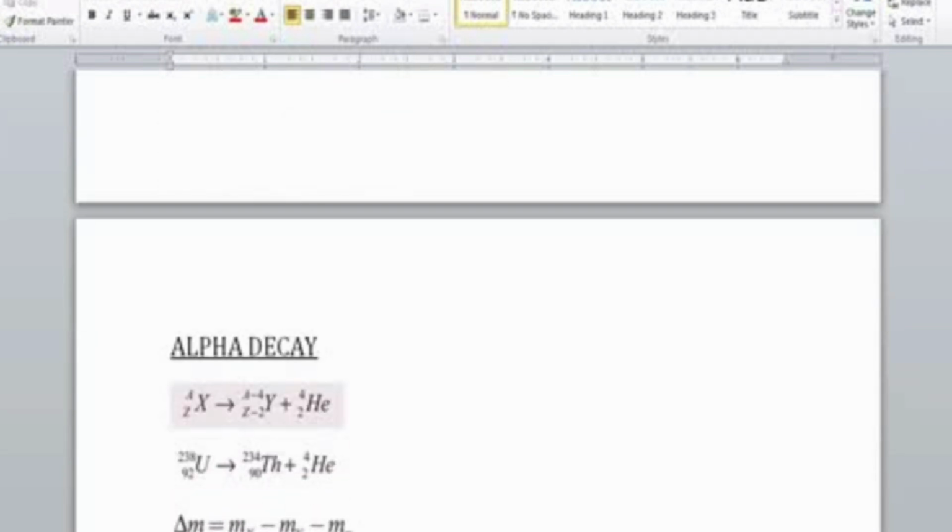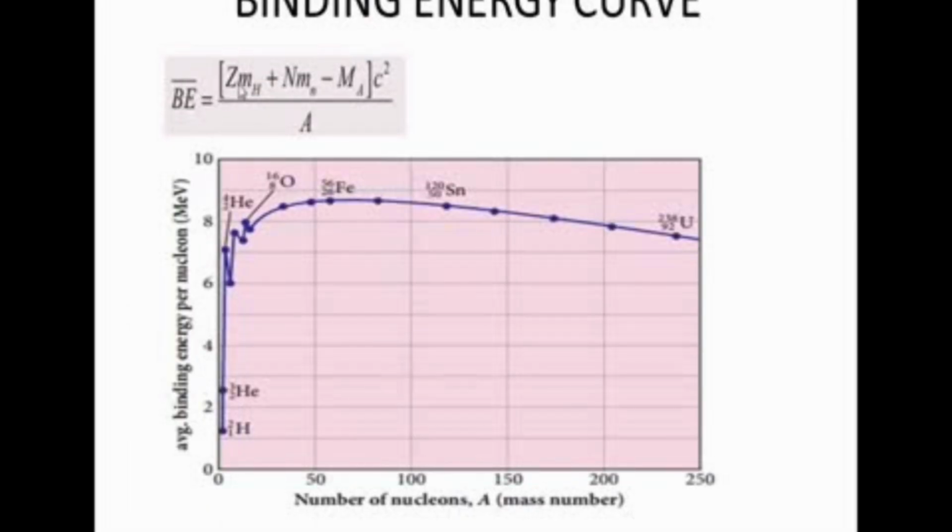So the next thing is binding energy per nucleon. The binding energy divided by the mass number gives the binding energy per nucleon. That is the energy required to remove one nucleon from the nucleus. So it's called the binding energy, B equal to this formula divided by A.